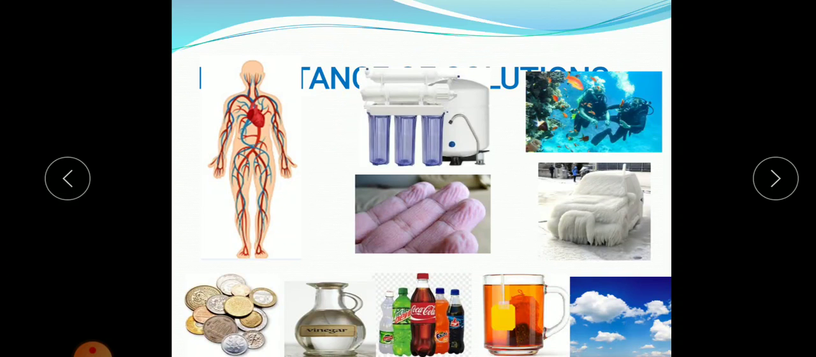The importance of water in solution we can find in our day-to-day life. In our human body, as we know, our body needs lots of water in order to carry out the metabolic process in a smooth way. It is important for aquatic animals and plants as well. Then we can find it in carbonated drinks, vinegar, that is acetic acid, in tea while preparing tea, and water also has a very important role in the formation of clouds.